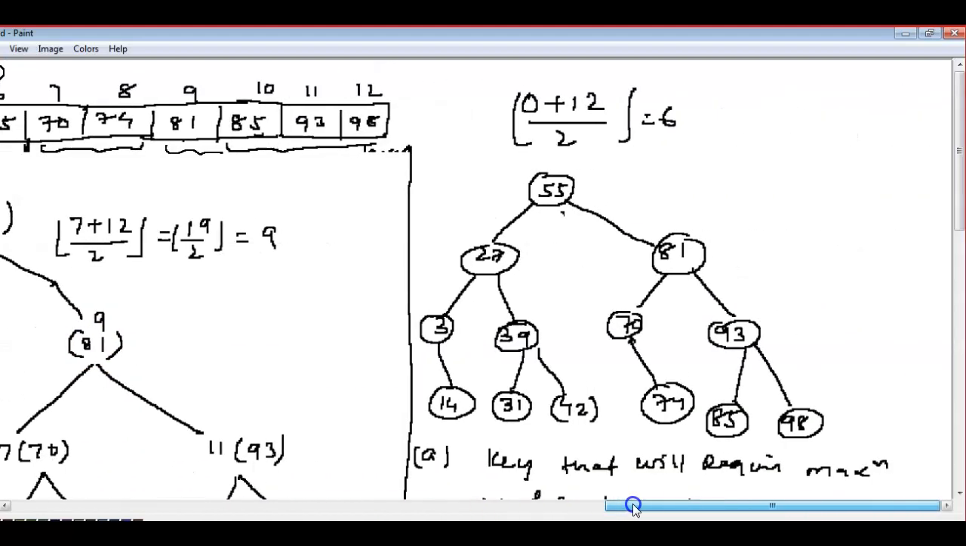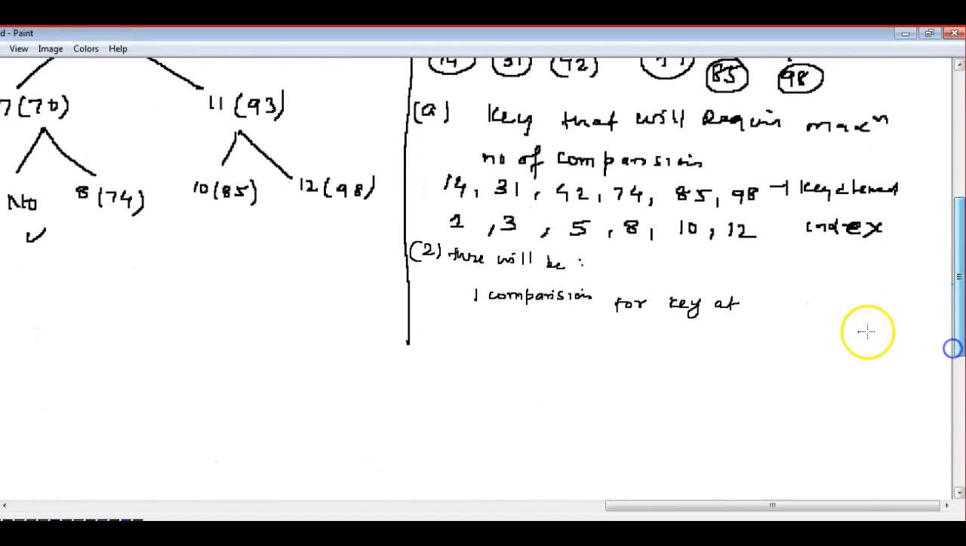Similarly, you can write it here. You write in the notebook this tree and then you tell me, okay? Because after every time going up and down, it will be time consuming, okay? So first comparison of the key at position 6.